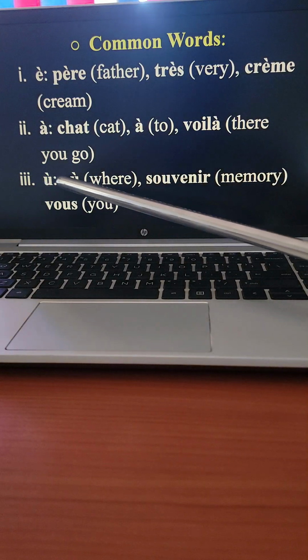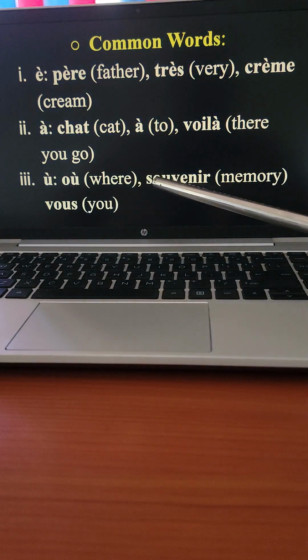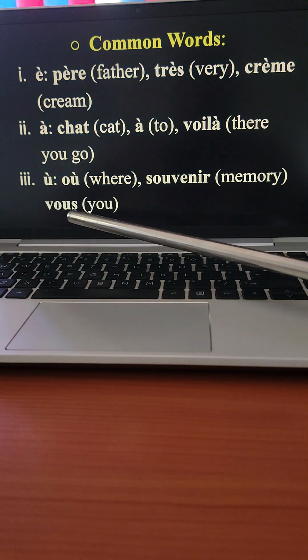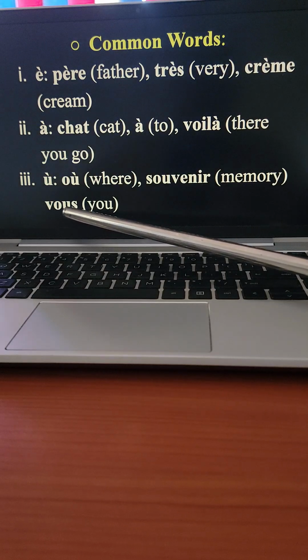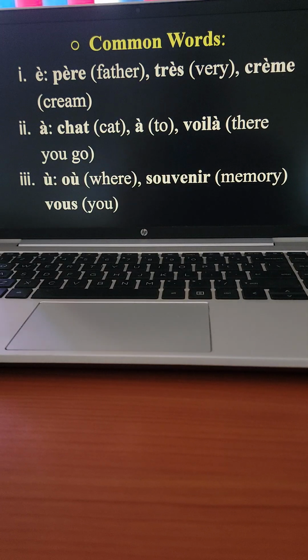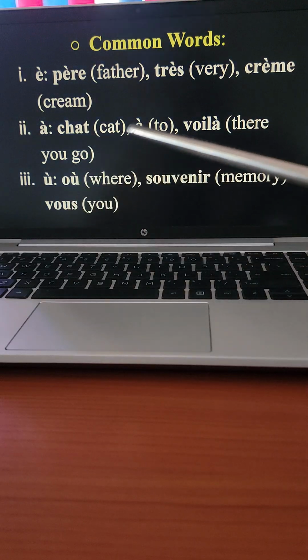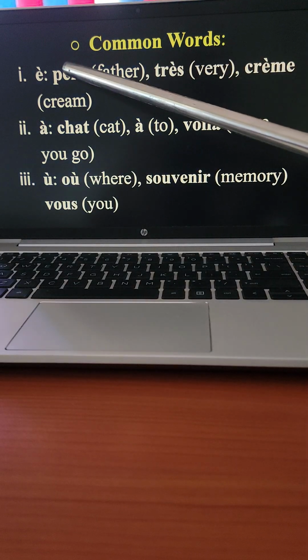The U we have où, souvenir, vous. So you see guys, accent grave is that accent which comes down like this, goes down. Remember, accent aigu goes up. Accent grave comes down.